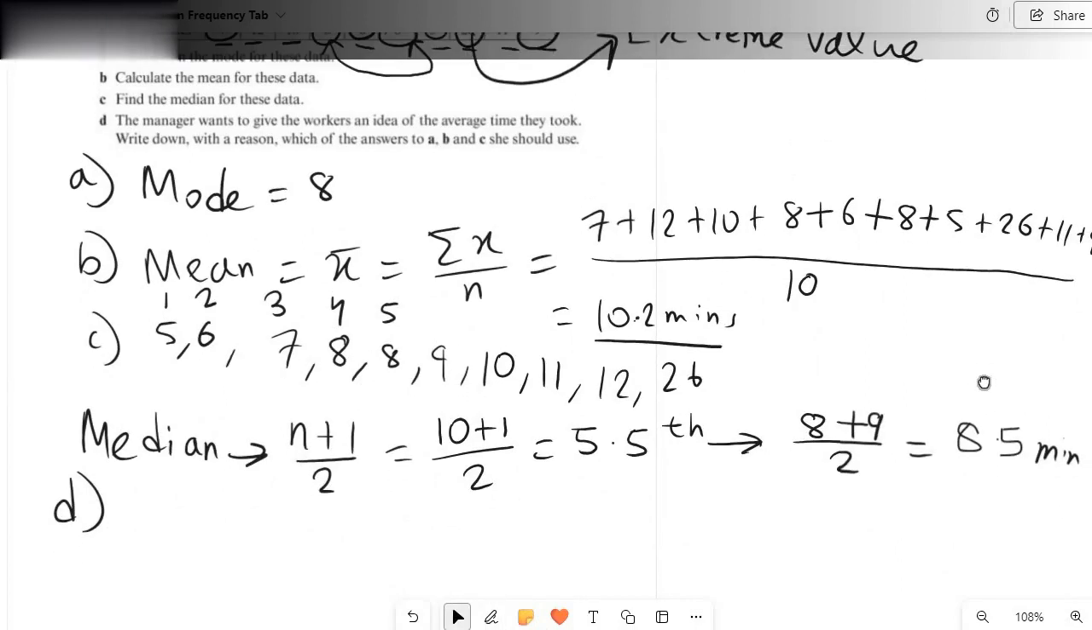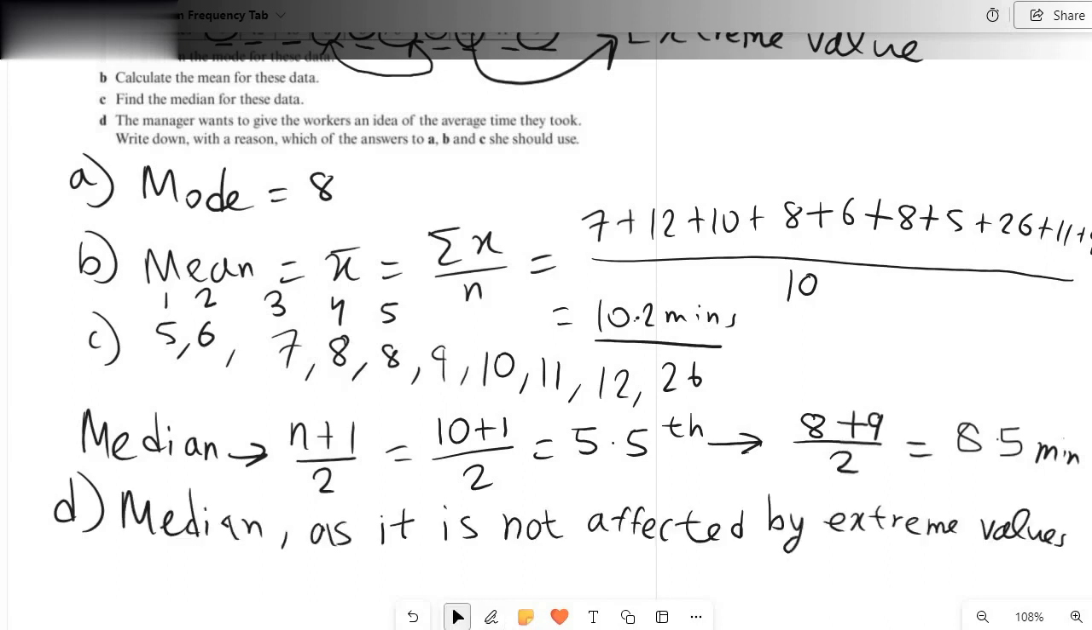That's why, since the median is the 50th percentile, or the 50% value, or the middle value, we're going to choose the median. And the reason is because it is not affected by extreme values, unlike the mean. And this will be the answer for number D.